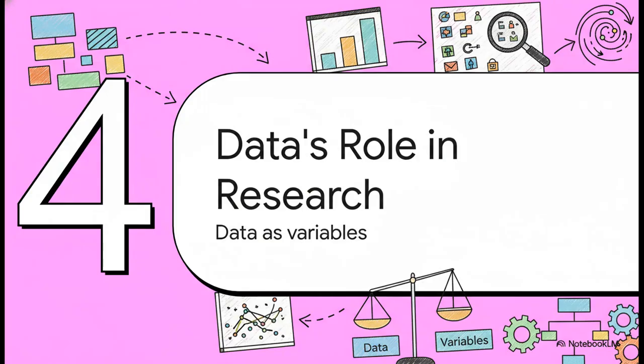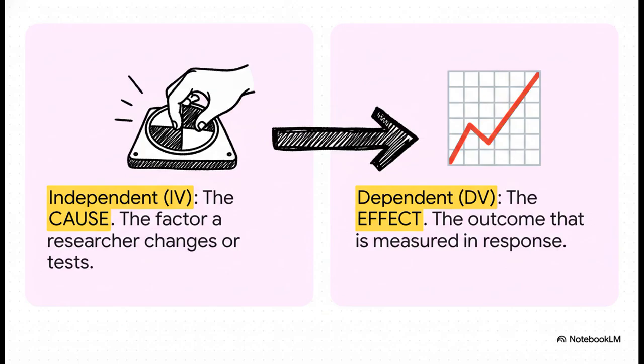So we've taken this whole journey through how to classify data, but how does this get used in the real world? Well, when you're doing research or running an experiment, you stop calling them data types and you start calling them variables. And pretty much any experiment you can think of boils down to two main players. You've got the independent variable, or the IV, that's the cause. It's the thing a researcher is deliberately changing or testing. Then you've got the dependent variable, or DV. That's the effect. It's the outcome you measure to see what happened.